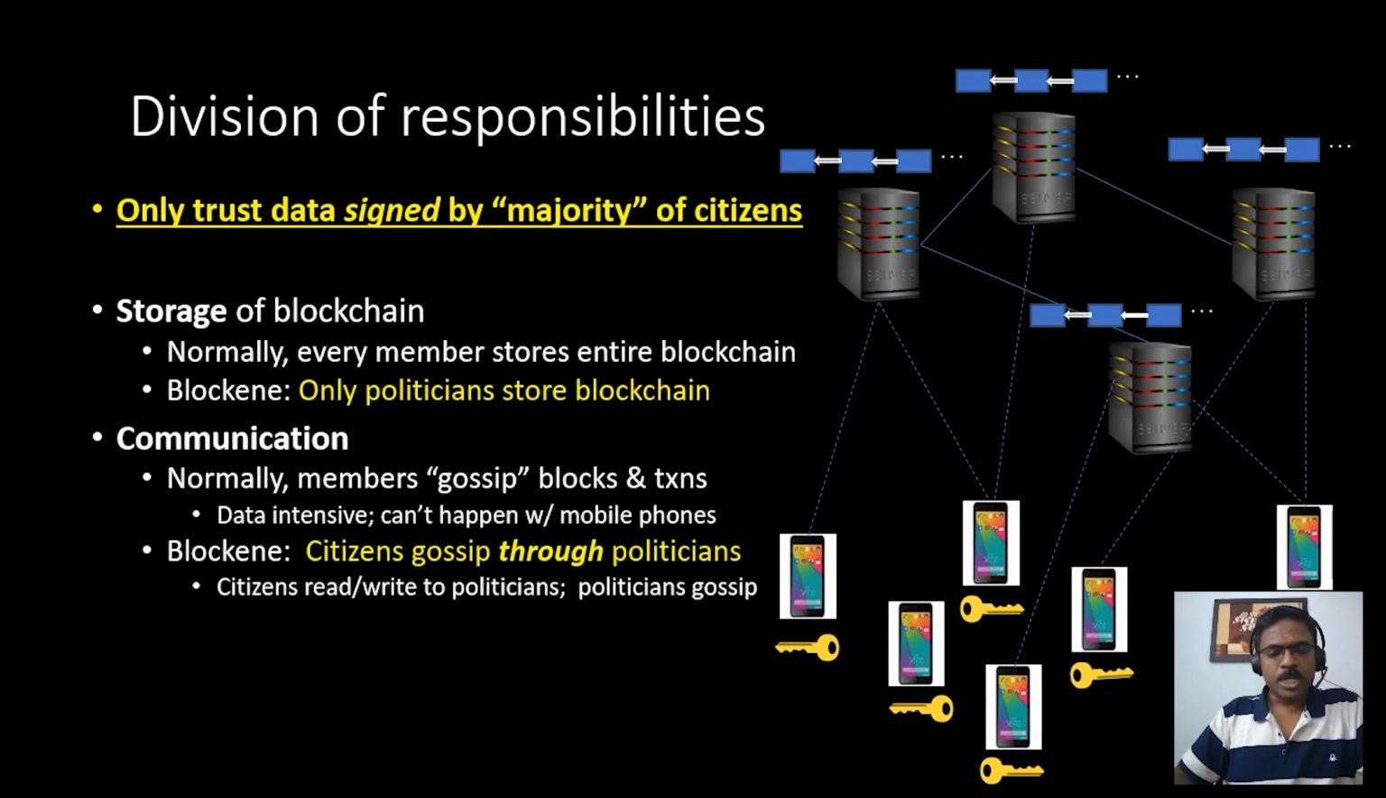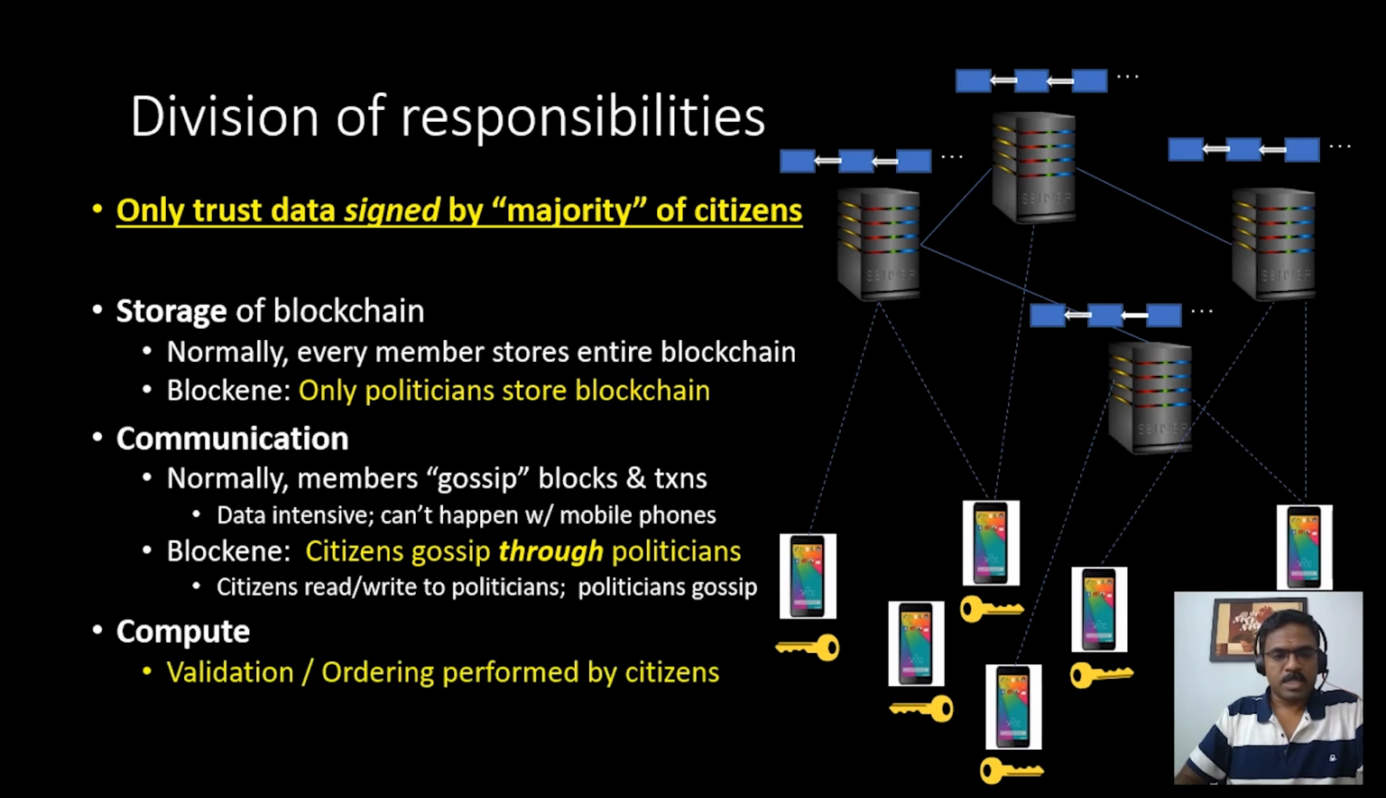Communication is the other key responsibility. Participants typically gossip between themselves to exchange the current state of the blockchain. But obviously, running on a smartphone, this would consume too much data usage. So this is not possible. However, citizens are the ones that are actually performing validation, committing blocks, etc. So they obviously need to communicate with other citizens. So gossip in Blockene actually happens indirectly. When a proposer citizen, for example, wants to commit a block, they write it to a politician. Politicians gossip it among themselves, and then other citizens read from politicians. So the gossip happens indirectly.